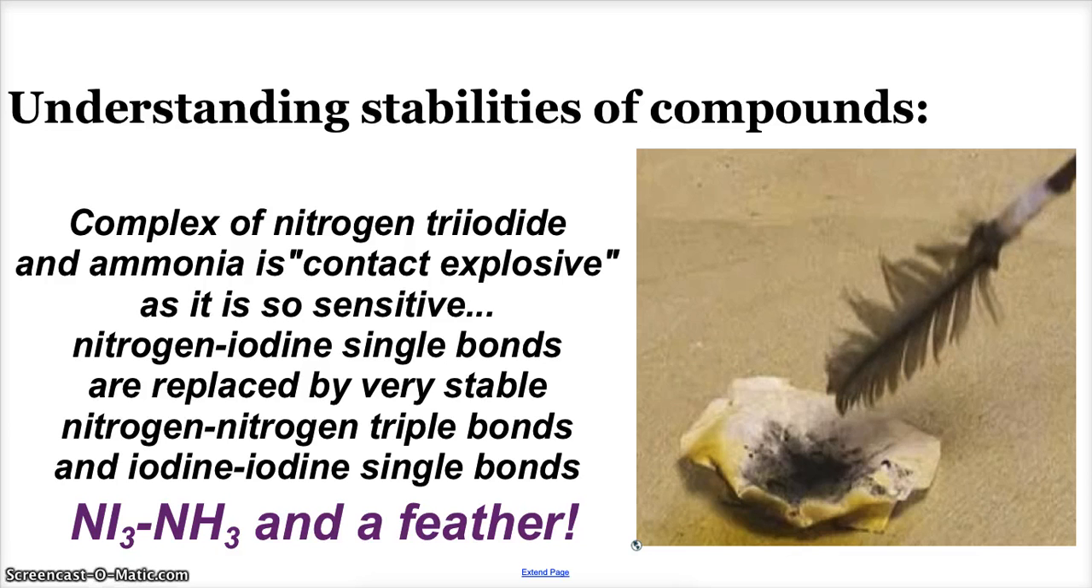I showed it in class, but what's happening is the bonds that are there right now are very weak. And what's going to be formed are nitrogen-nitrogen triple bonds, which are extremely strong and stable, and iodine-iodine single bonds, which again are strong and stable because that's how iodine exists on our planet, in the diatomic state. So with this reaction, your product bonds are way stronger. The product is way more stable. Exothermic reaction.